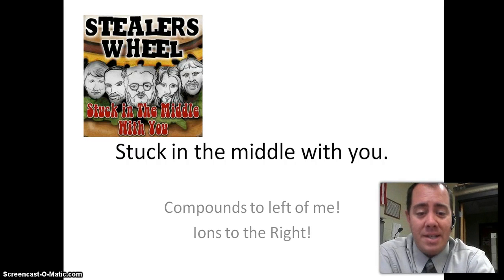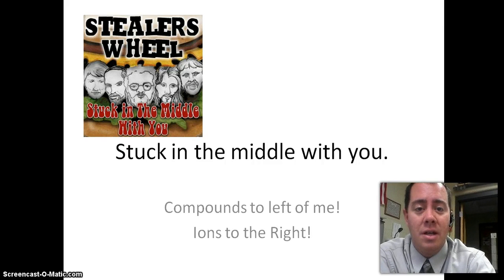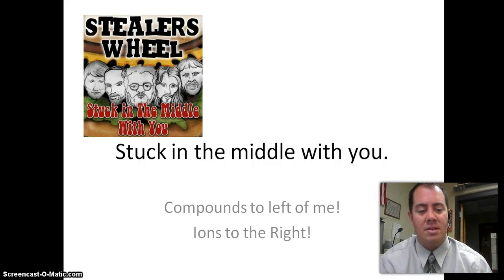But today's lesson is entitled "Stuck in the Middle with You." You should be on the ionic bonding page. We kind of work through how to build atoms, and how they're gonna bond when they transfer ions a little bit.